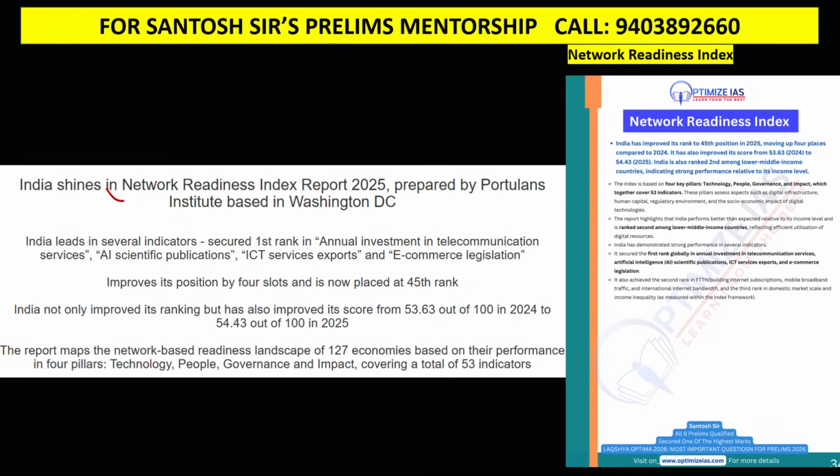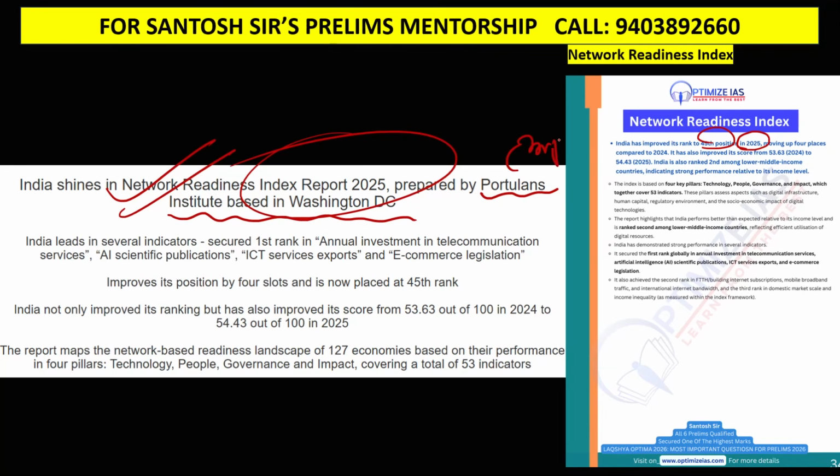Next, guys, the Network Readiness Index. This is also very important. You can see India's rank is 45th in 2025, so this can also come. They may ask you which organization releases it. It is the Portulans Institute, based in Washington. India's ranking has improved by four slots to 45th. Again, very important: the four pillars for calculating the Network Readiness Index are technology, people, governance, and impact.